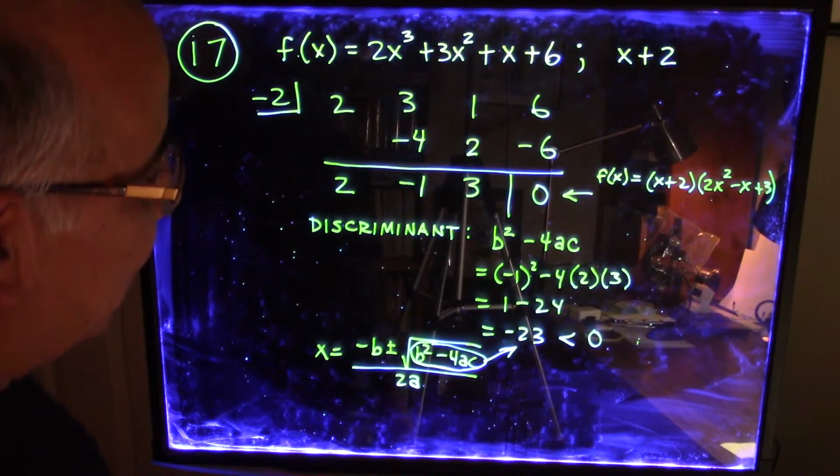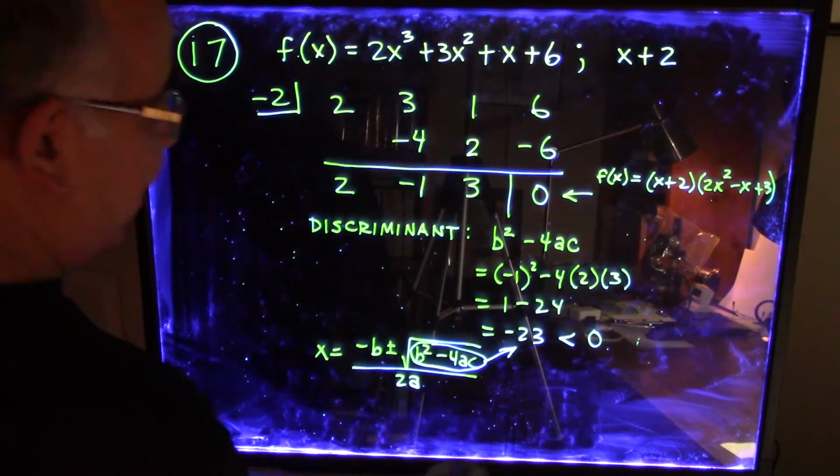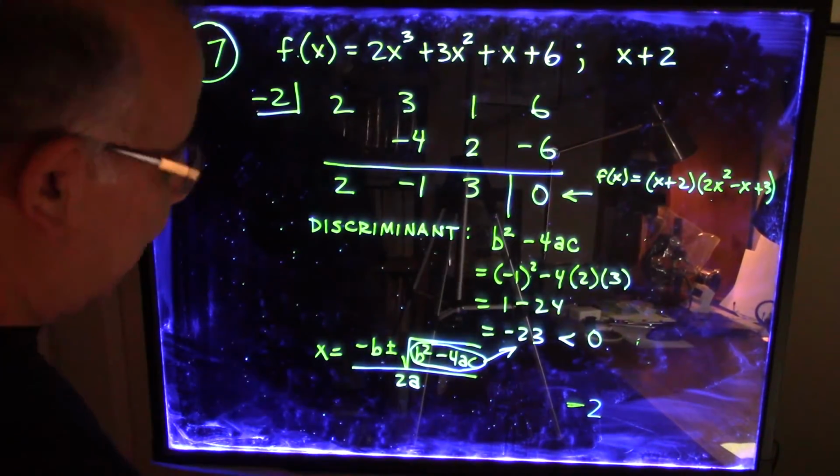But anyway, there's only one real 0, which would be minus 2. So minus 2 is the only real number 0 here.